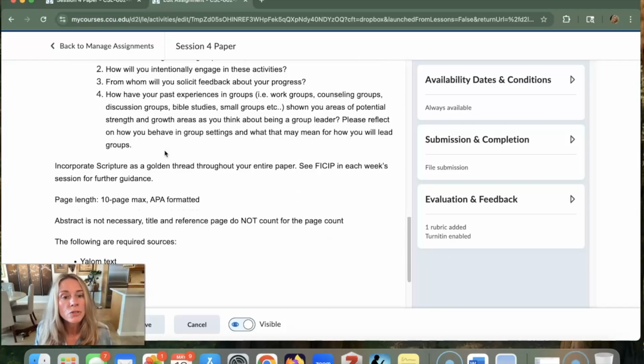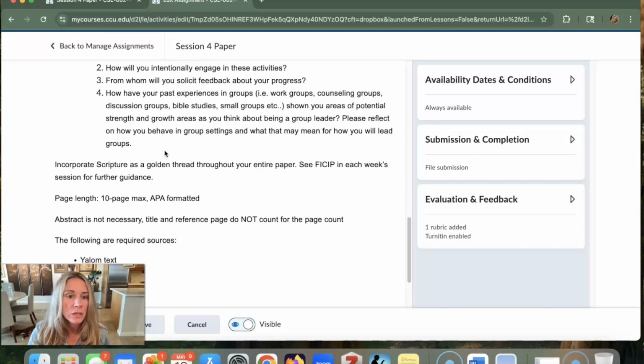And then they want you to incorporate scripture throughout. They don't want you to tack on a paragraph at the end about what the Bible says about group. They want it interwoven throughout each section. Each section should spend a little bit of time exploring from a biblical perspective what we're talking about here. I want to see it woven in throughout.